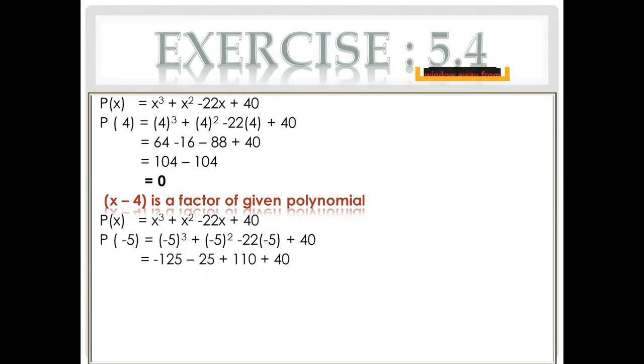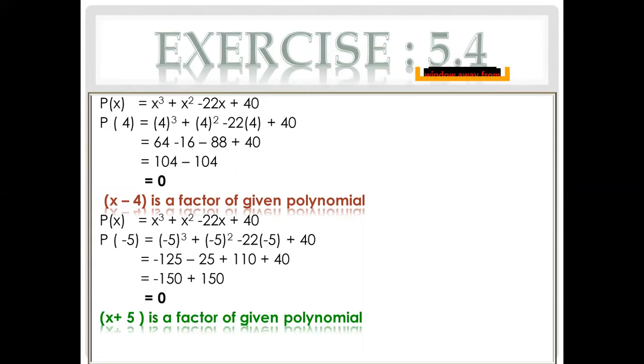Now we find the third factor. For this, the next term is 5, because after 4 there is a factor 5. x cube plus x square minus 22x plus 40. We put here minus 5 cube plus minus 5 square minus 22 into minus 5 plus 40. After the calculation, minus 150 and plus 150, 0. x plus 5 is a factor of the given polynomial.